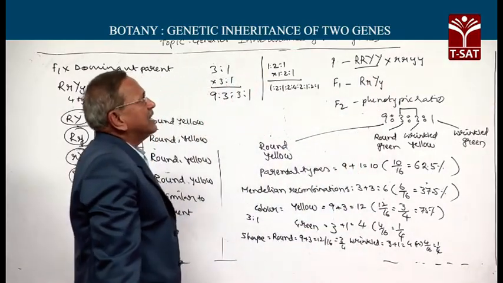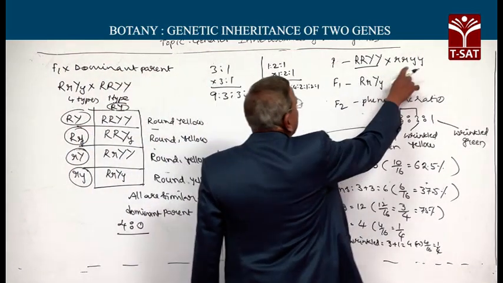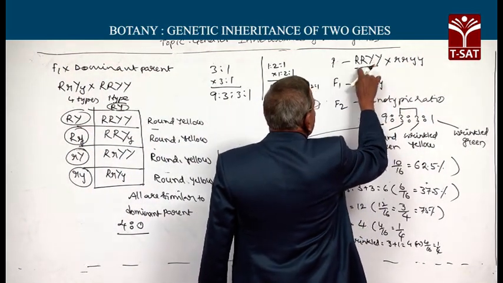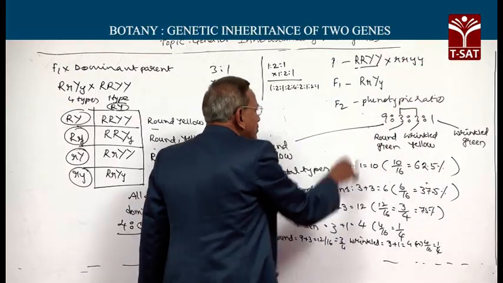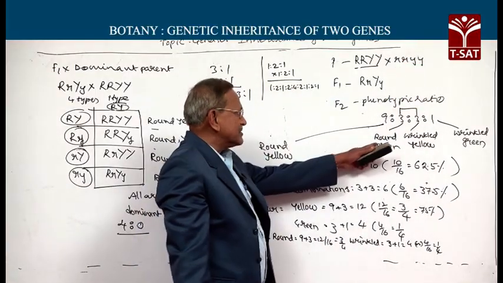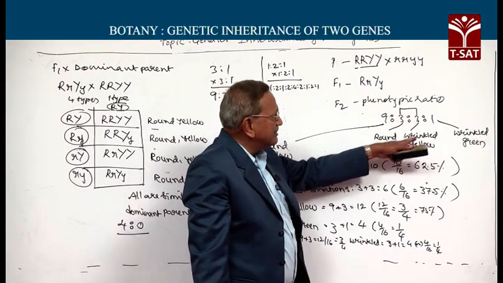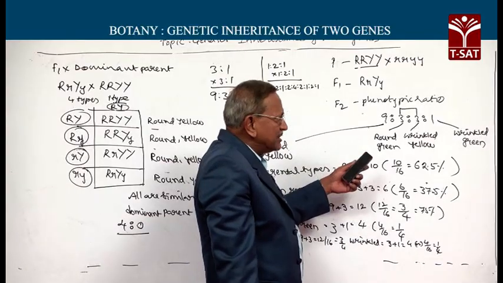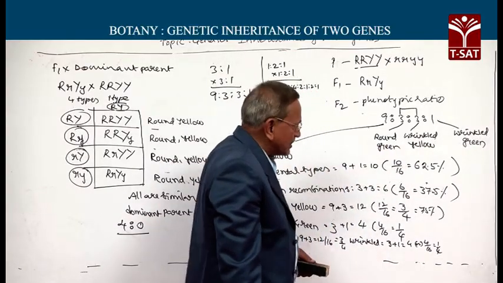These are the parental combinations. The parents are yellow and round, green and wrinkled. So round and yellow, wrinkled and green. If you look at the recombinations, the yellow gene is joining with the wrinkled condition, and similarly the green gene is joining with round shape also.